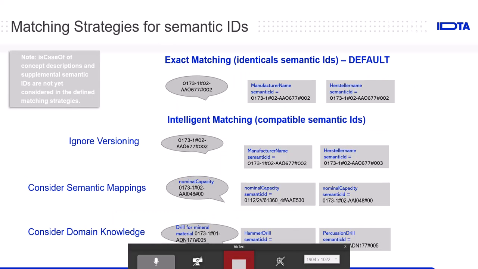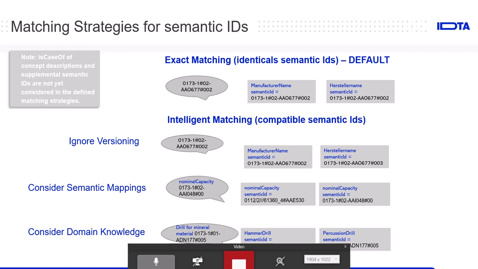So here we do have some matching strategies, because this is a question we got a lot. How exactly do two things match? With respect to semantics, when are two things semantically identical? The easiest way, of course, is exact matching. If the ID is identical, then for sure the two properties have the same semantics. I think this is a very easy way to do it.